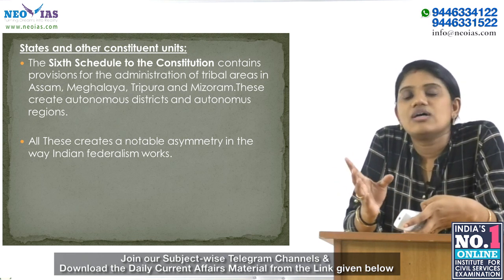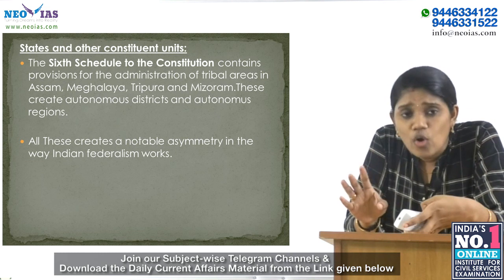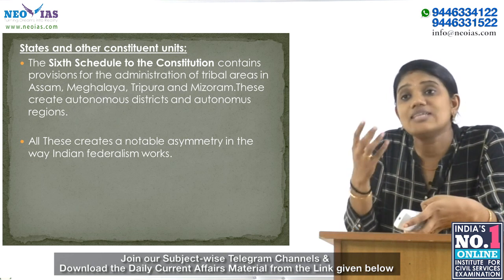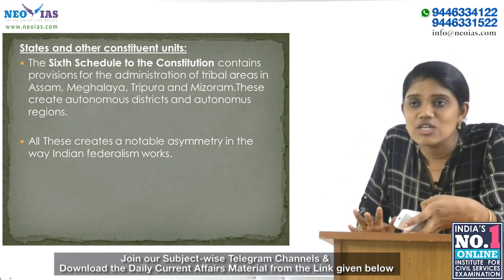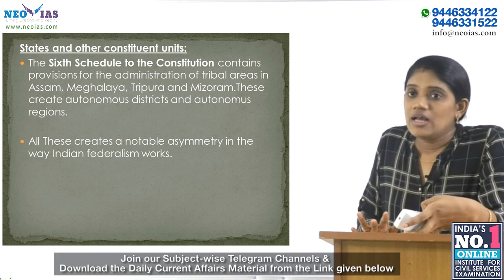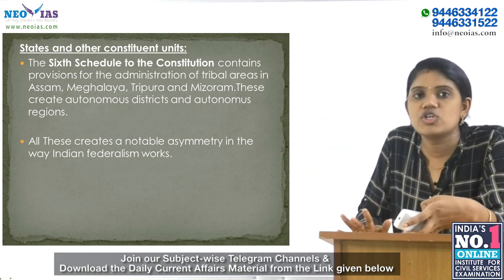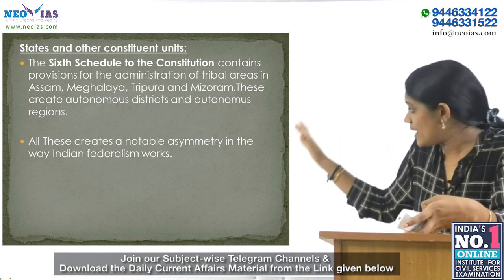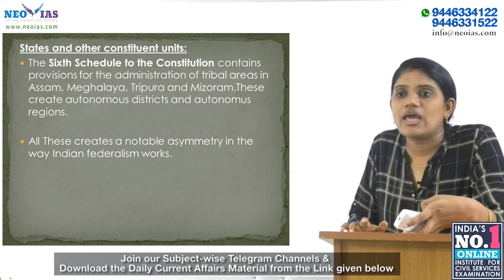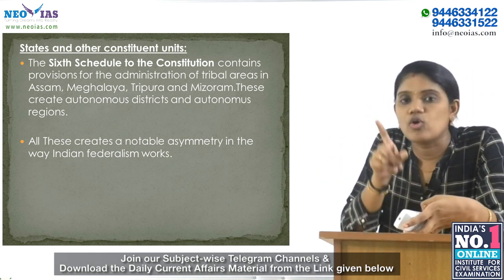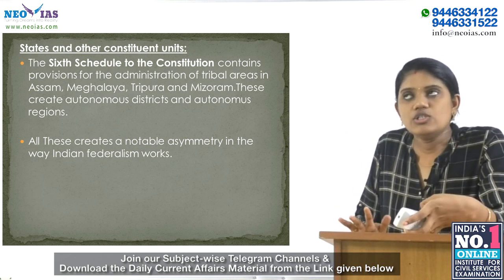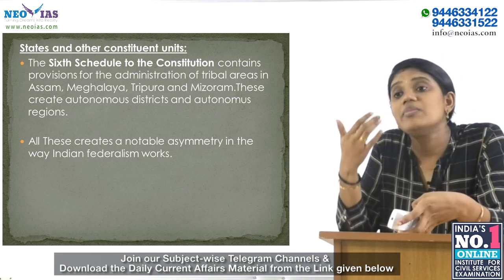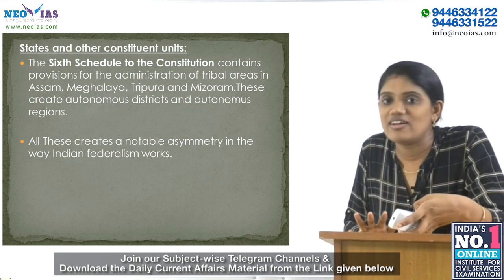Just as the Center and the states do not have matching powers in all matters, there are some differences in the way some states and other constituent units of the Indian Union relate to the Center. That is the 6th Schedule to the Constitution. It contains provisions for administration of tribal areas in Assam, Meghalaya, Tripura and Mizoram. Okay, so these create the autonomous districts and autonomous regions. As a whole, we can say all these create a notable asymmetry in the way of Indian federalism.